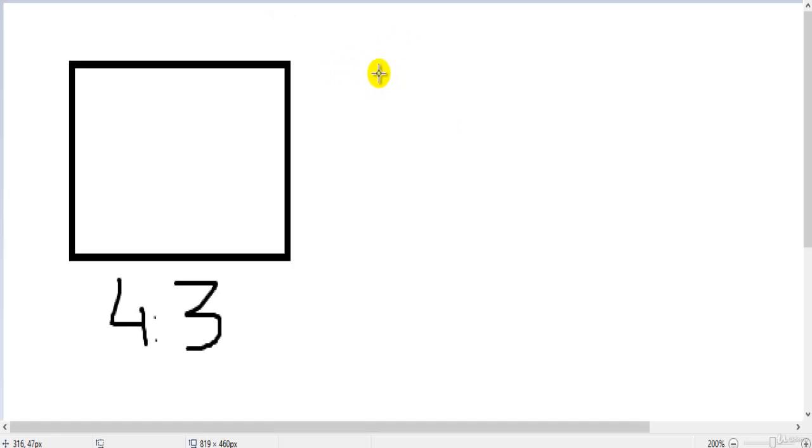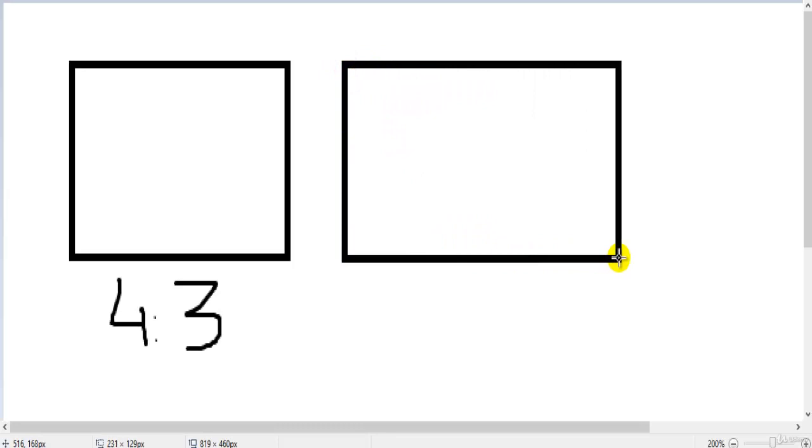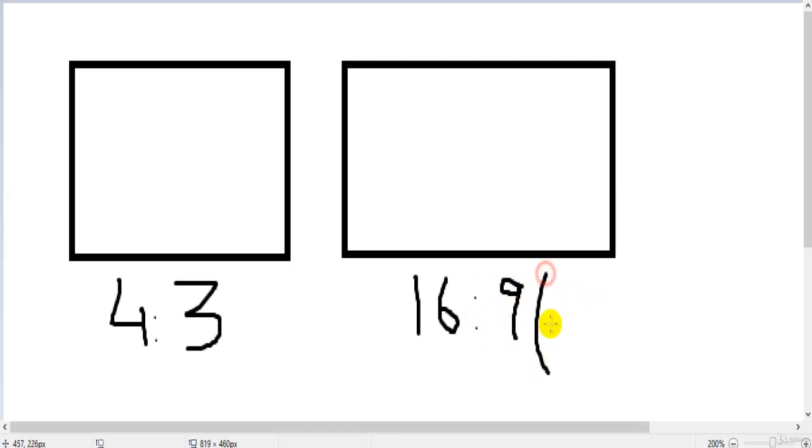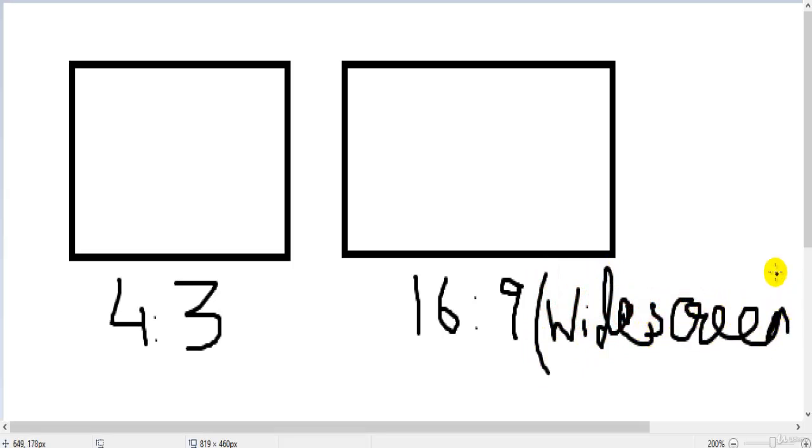Now, coming to the second aspect ratio, that would be something like this. This is a 16:9 pixel aspect ratio. Please note this is wide screen and this is not a square. So basically you have two kinds of pixel aspect ratios. One is 4:3 and one is 16:9.